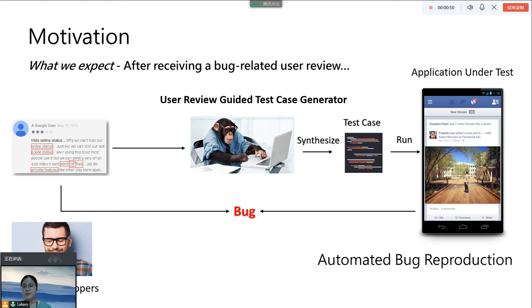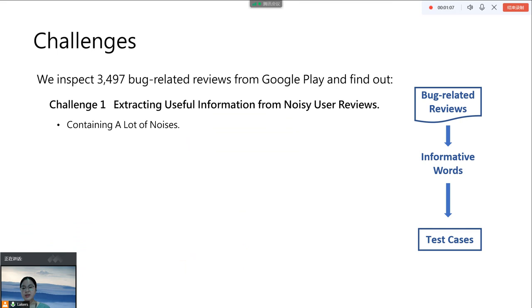So, we expect to relieve developers from this time-consuming task with some automated approach. It sounds useful, but the question is, how? First of all, we inspect more than 3,000 bug-related reviews from Google Play, and we find out two major challenges of automated bug reproduction from user reviews.